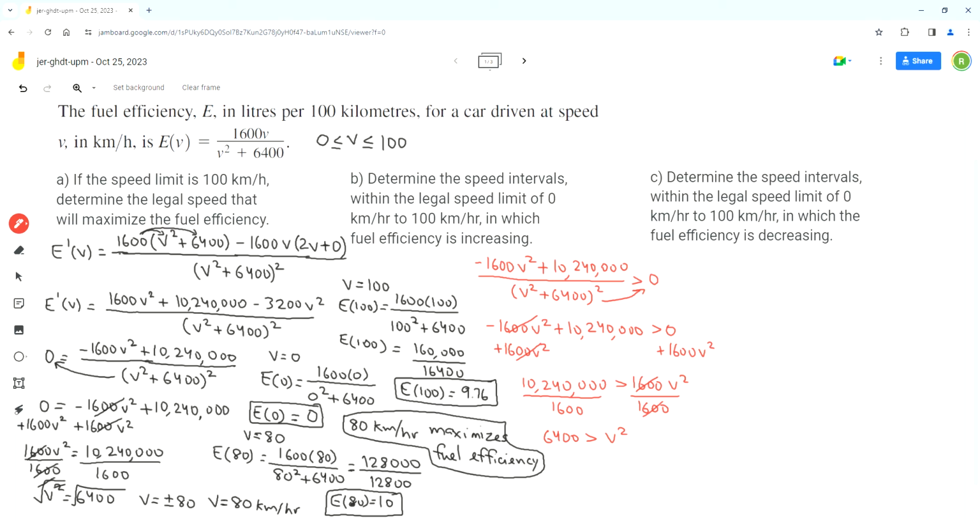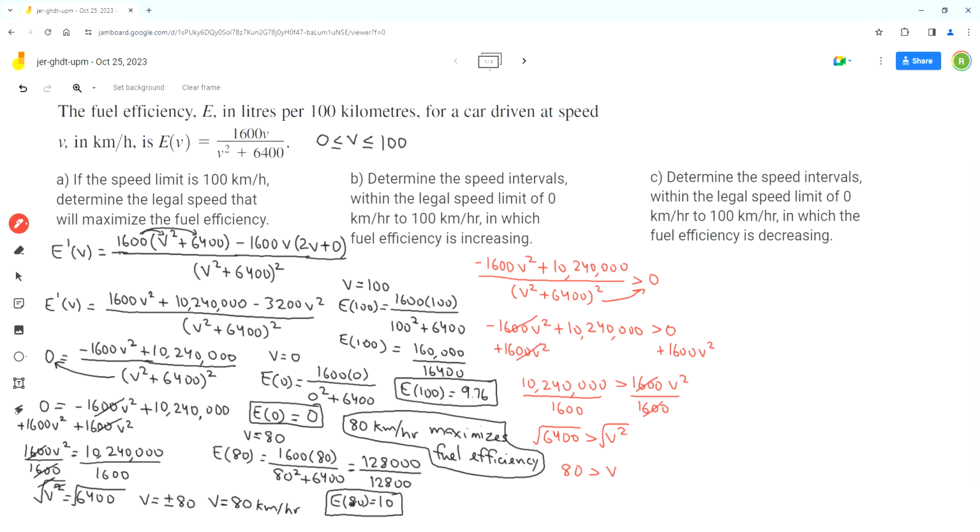Now we can apply square root to both sides, change V squared to V. Here when we apply the square root, we'll get the plus and the minus scenarios. But since the given interval for the speed is between 0 and 100, we'll only consider the positive case. So we'll just get 80 is greater than V, or the speed should be less than 80.